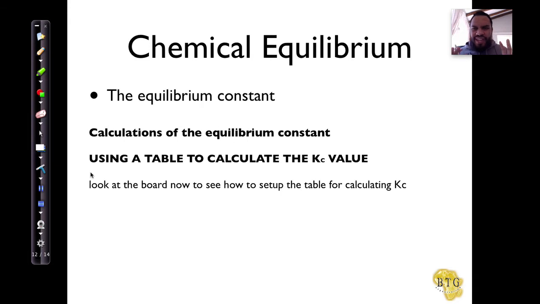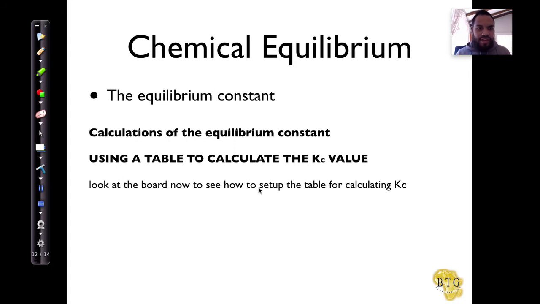But we are starting at the basics, right? We are starting with using a table to calculate the value of Kc. Now the table essentially is to get to the concentrations of your constituents of the system at equilibrium. It says look at the board now to see how to set up the table for calculating Kc.